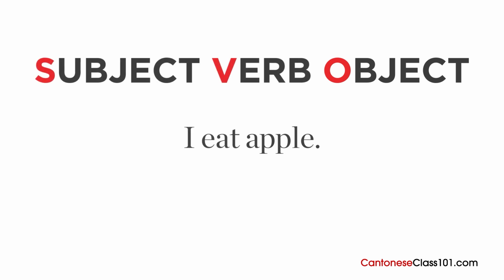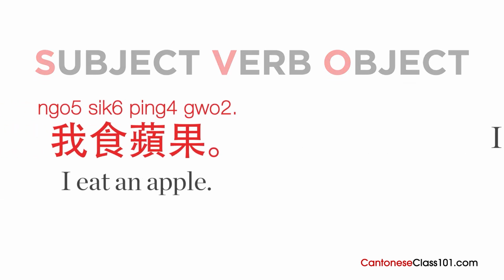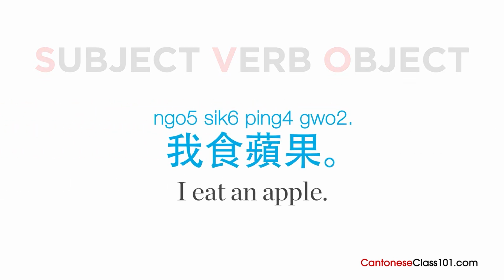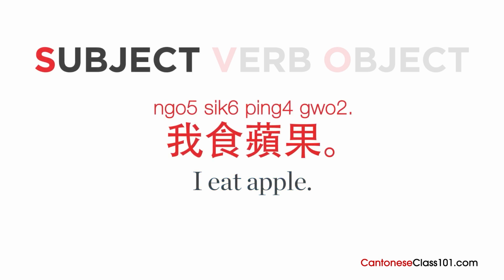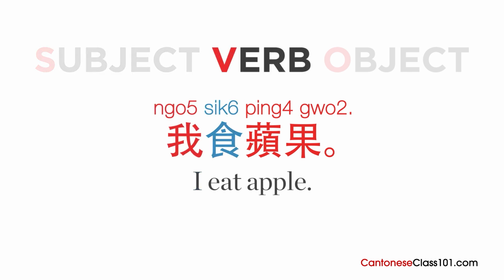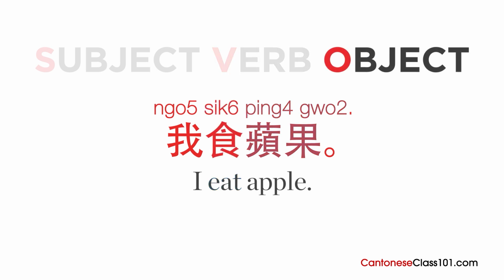Now, let's compare the same sentence, I eat an apple, in Cantonese. 我食蘋果. Like before, let's remove the particles to keep it simple. So we are just left with the words. If we break down the Cantonese sentence, we get the subject 我, meaning I, then comes the verb 食, meaning eat, and finally we have the object 蘋果, meaning apple.